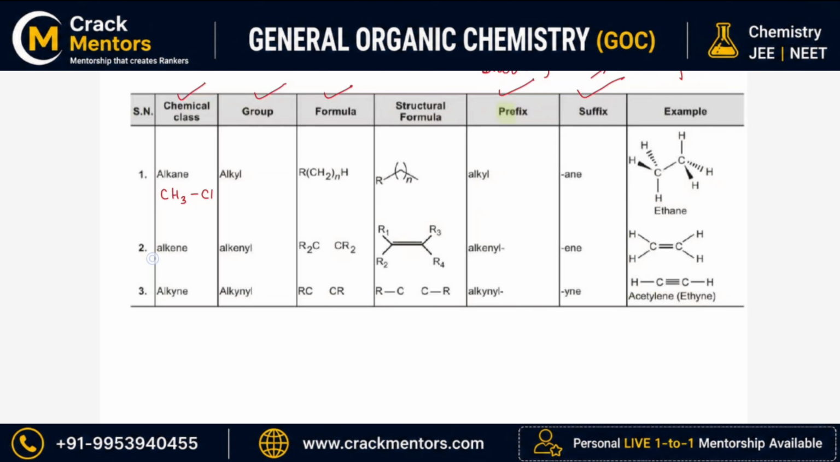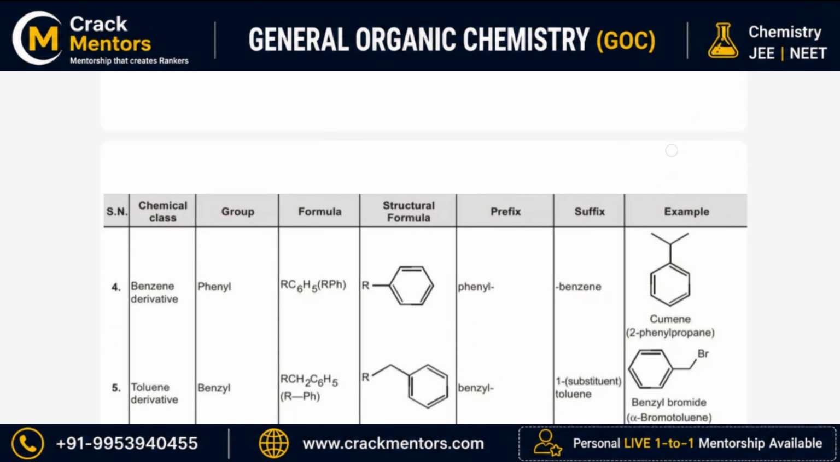First is alkane, then alkene, then alkyne, and we will be reading all these three in our hydrocarbons, right? Alkene contains one double bond and alkyne contains one triple bond, one or more triple bonds basically. So the prefixes are alkenyl and alkynyl, and here the suffix for alkene is ene and alkyne is yne. Examples are also given here. This is ethane, that is CH3, and it is ethene and it is ethyne, right? Now let's move to the next.